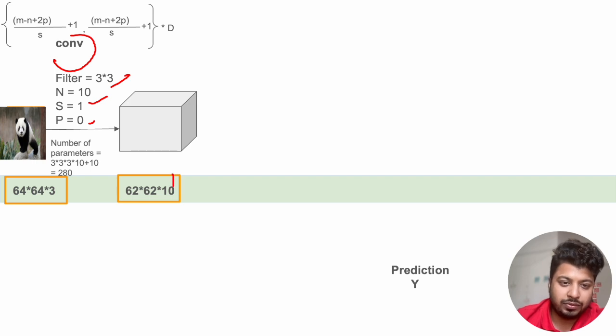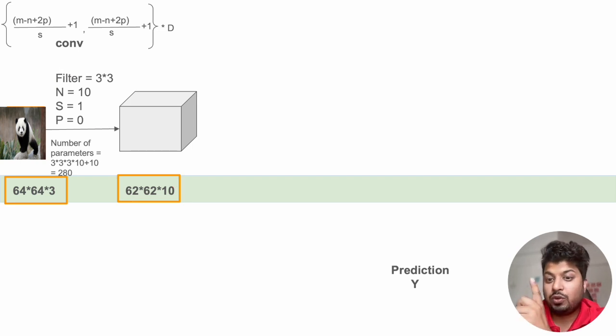Why 10? Because number of filters here is 10, and 62 we will get once we use this formula: (m minus n plus 2p) divided by s, plus 1. So m in our case is 64 and n in our case is 3. So 64 minus 3 divided by s, stride, which is 1, and again we will do a plus 1. 2p will be 0 because our padding is 0. So the output of this will come as 62. Perfect. So we have done one convolutional operation on top of this image.